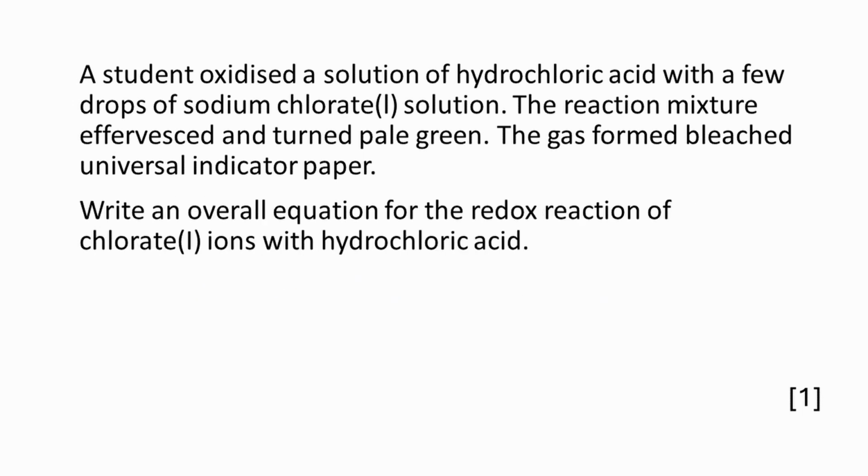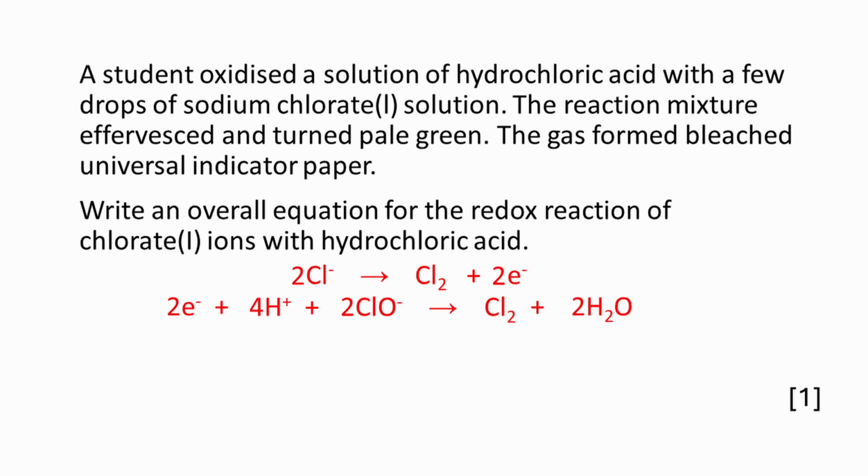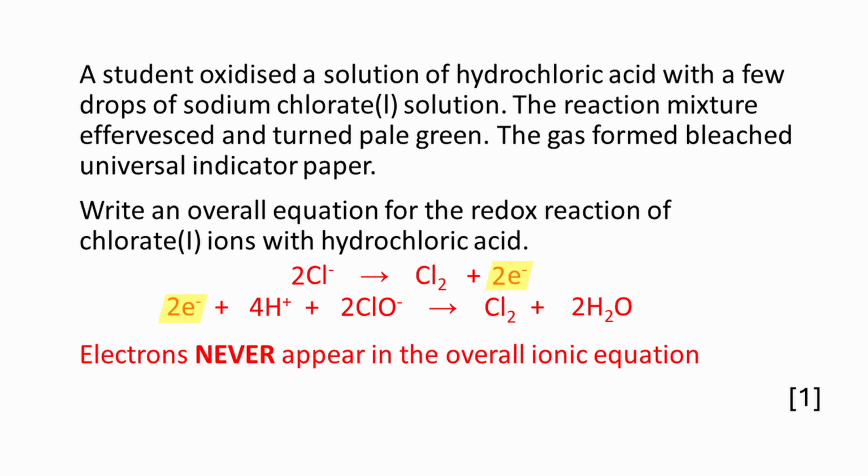Here's the final part of the question that we'll look at in this video. Write an overall equation for the redox reaction of chlorate(I) ions with hydrochloric acid. We will need to use the half equations from earlier to write the overall equation. These are shown in red. Before half equations are combined to construct the overall ionic equation, they must be balanced for electron transfer. The electrons lost in the oxidation half equation are the same electrons gained in the reduction half equation. Electrons never appear in the overall ionic equation.